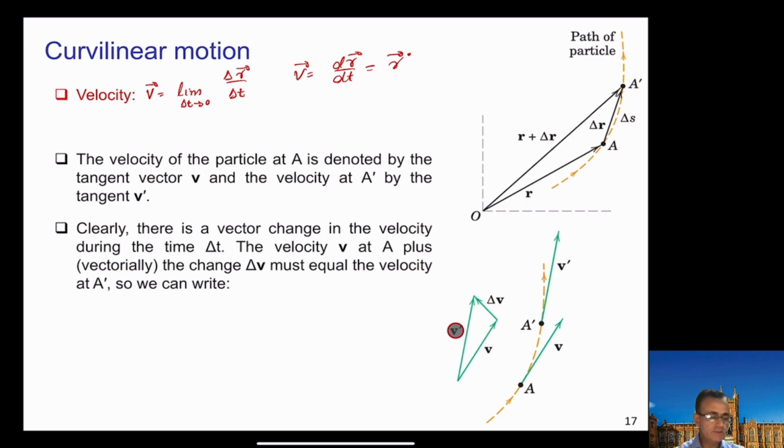So this is the final velocity v dash. This was the initial velocity v, and delta v is the change in velocity. And obviously, this is what we do as a vector addition. So the change delta v must equal the velocity at A dash. So here we can write this equation that v dash, which is again a velocity vector, is equal to the velocity vector at A plus delta v, which is again a vector. So this equation is a vector equation.